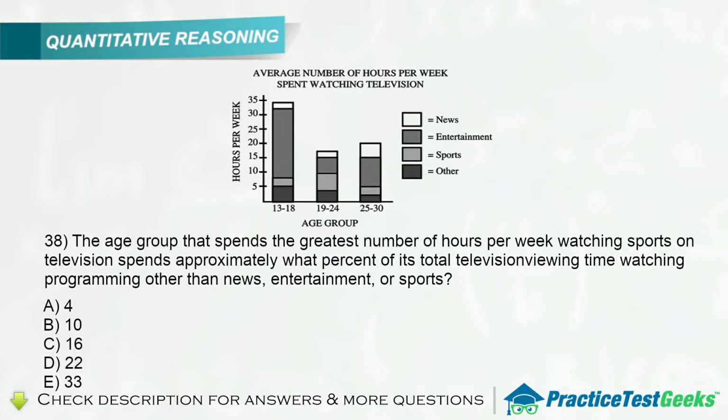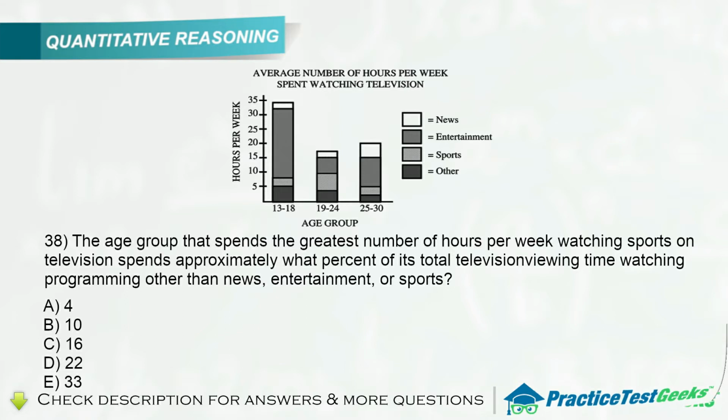Question 38. The age group that spends the greatest number of hours per week watching sports on television spends approximately what percent of its total television viewing time watching programming other than news, entertainment, or sports? A. 4. B. 10. C. 16. D. 22. E. 33.